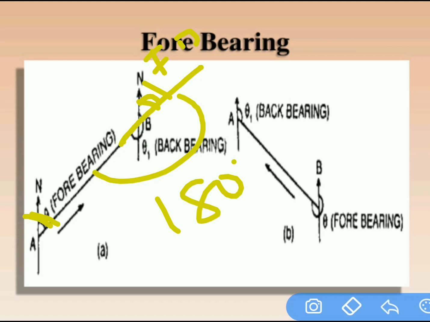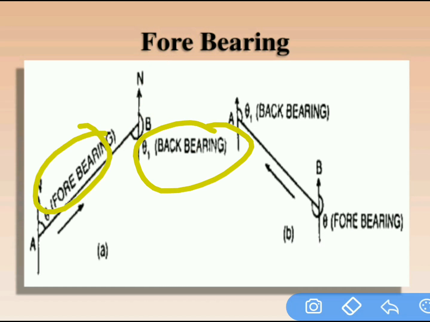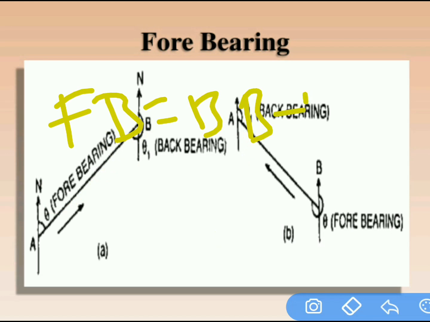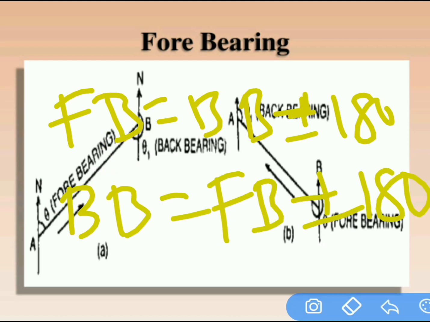Next, what about this value? 180. What about this value? 180. So here the difference between the back bearing and forebearing is always 180. So here we can form the relationship: forebearing is equal to back bearing plus or minus 180. Or if I want to calculate back bearing, then forebearing plus or minus 180.